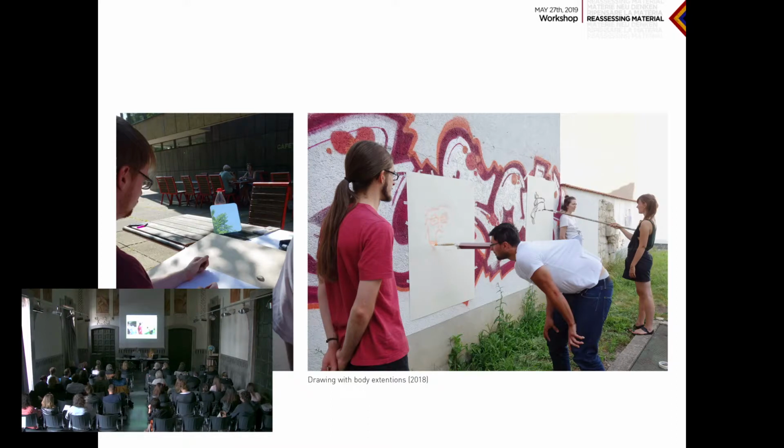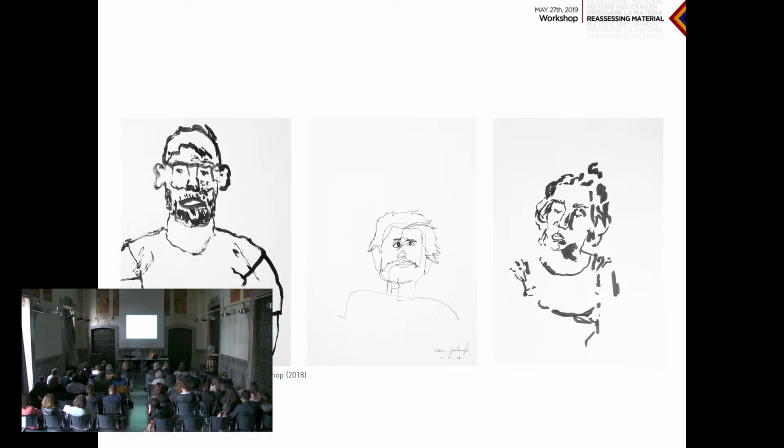I don't have more examples here right now, but it also included other workshops like drawing what you actually cannot see, drawing blind, or drawing just with one line. What you see here are some examples of those drawings, and the two on the outside were drawn by body extensions.